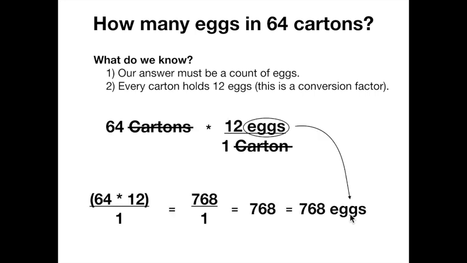So it's going to be set up like this. 64 times 12, that's on top. So we just multiply every number on the top, and on the bottom, all we have is 1. So when we carry it through, that's 768 divided by 1, which equals 768. Now we carry the units, and that's 768 eggs.